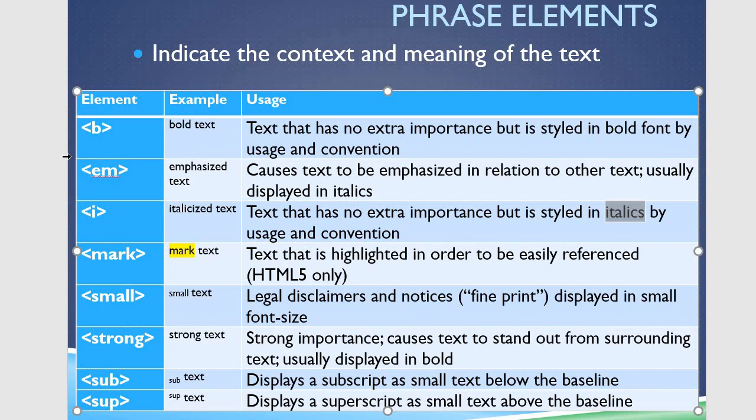So if you use this EM tag in the web page document, any paragraph or part of the web page will be displayed in italics. If you use I also, the text will be in italics. Then mark. See, mark will highlight the text. You can see here, the text is highlighted.